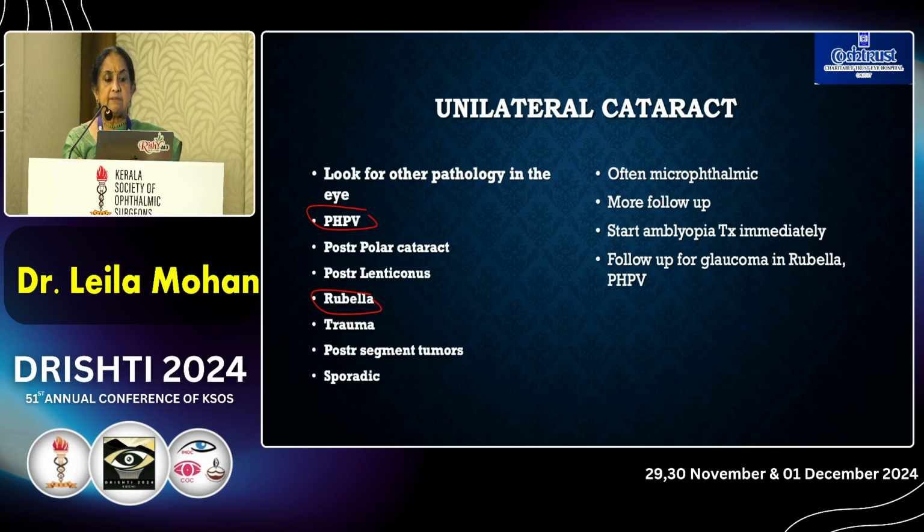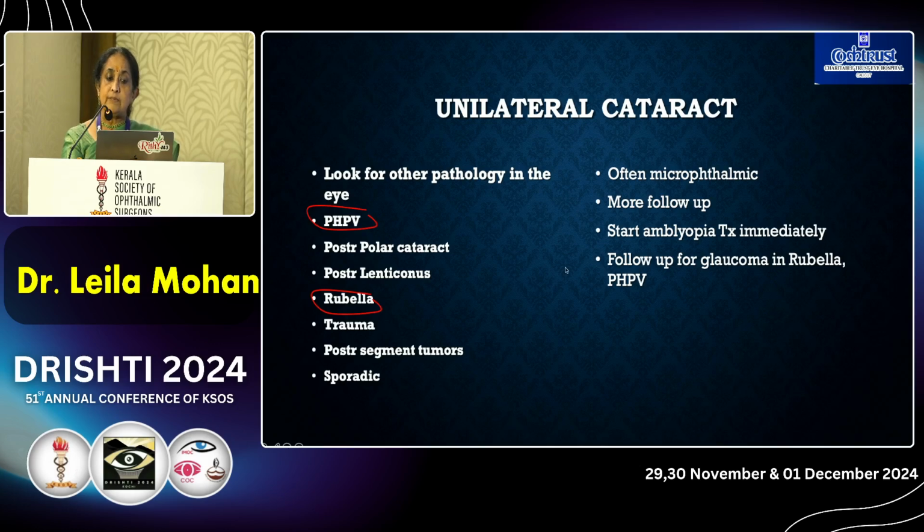In a unilateral cataract, you have to look more for pathology in the eye, like PFV, persistent fetal vasculature, posterior polar cataract, posterior lenticonus, rubella. Rubella also can present unilaterally. Trauma, posterior segment tumors, and sometimes sporadic. What we have seen is that persistent fetal vasculature is a very common cause for unilateral cataract. So, you have to be on the watch out for any persistent fetal vasculature and rubella and its associations.